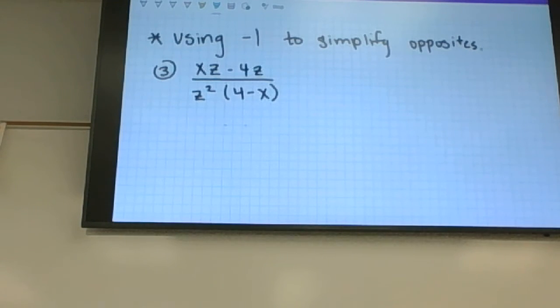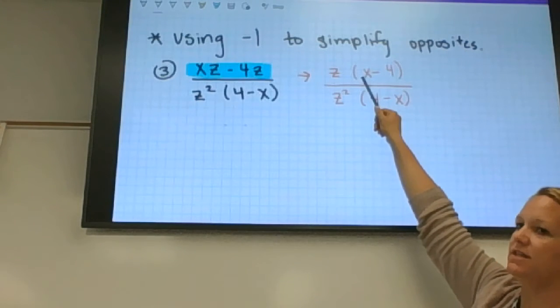Jacob, how would you factor this numerator? Can you rewrite it in any way? It can be rewritten. It has a greatest common factor, z. Take a z and put it in front. And that leaves you with x minus 4. Now these are perfect opposites.